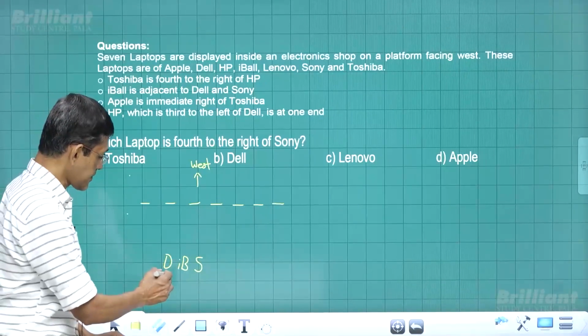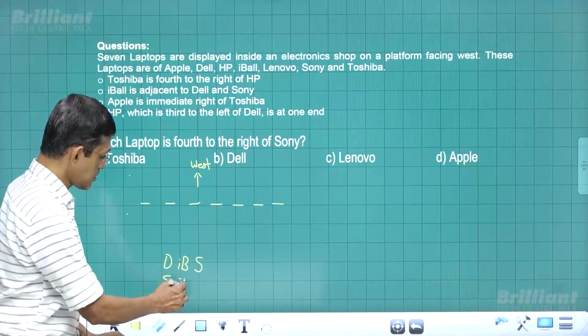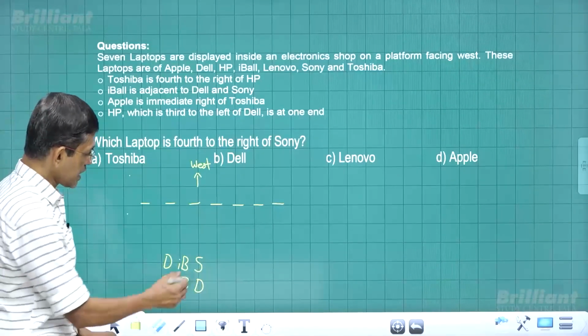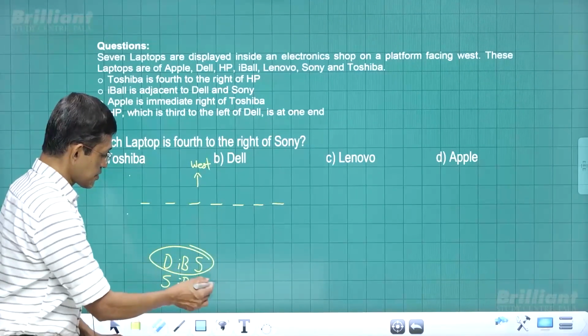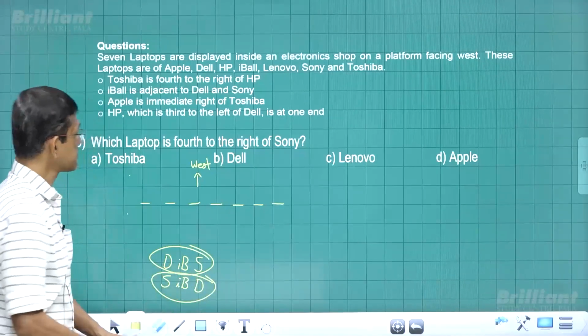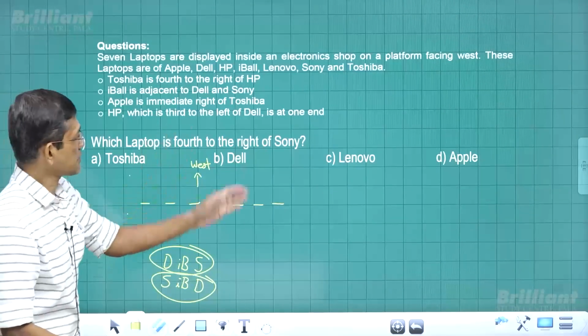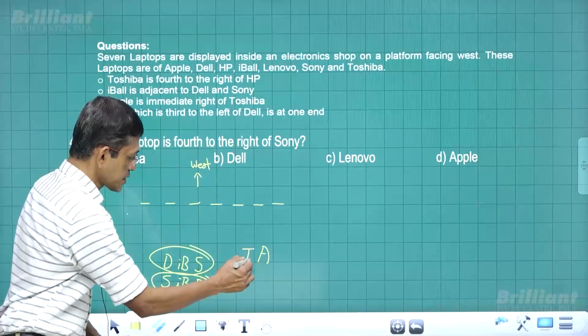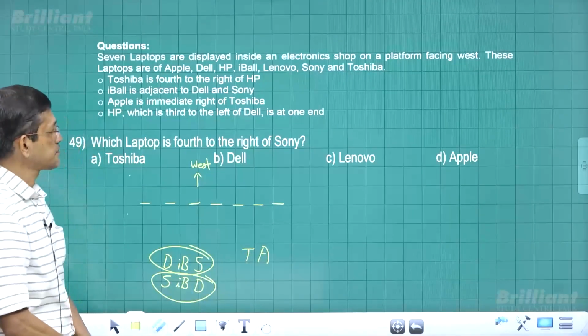Or it could be the other way. Sony is here, Eyeball, then we have Dell here. However, we have no idea which is the exact arrangement. These are two possibilities. Apple is immediate right of Toshiba. So if Toshiba is here, Apple is immediate right.